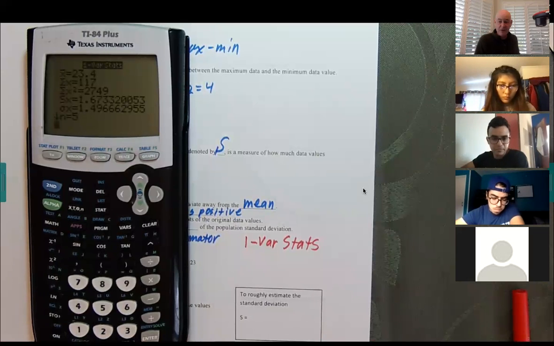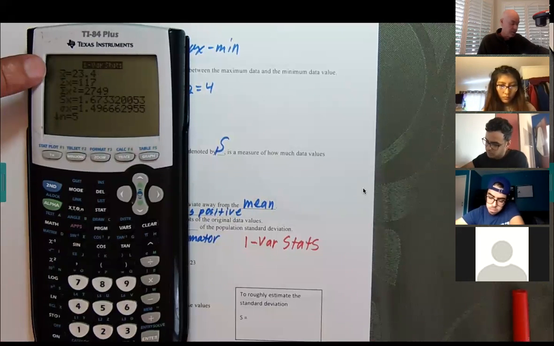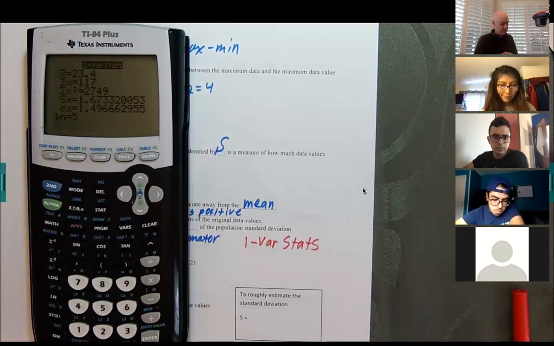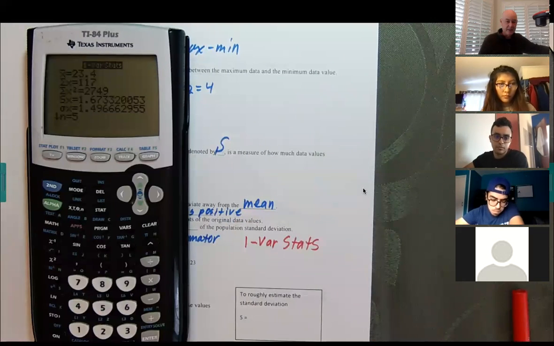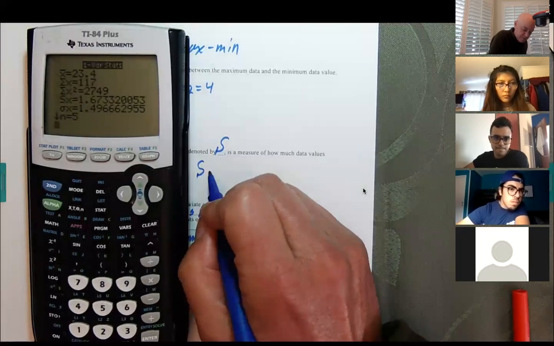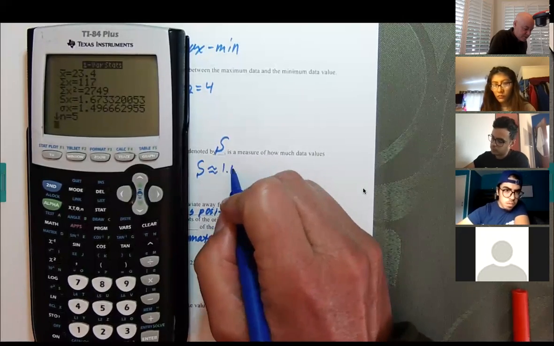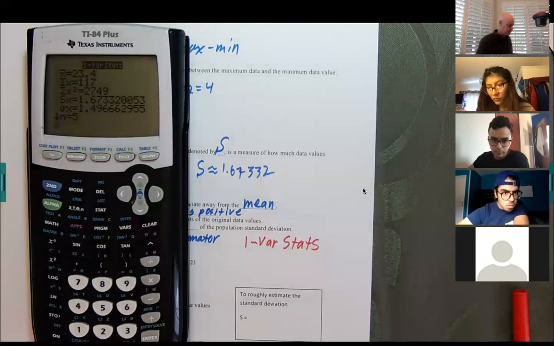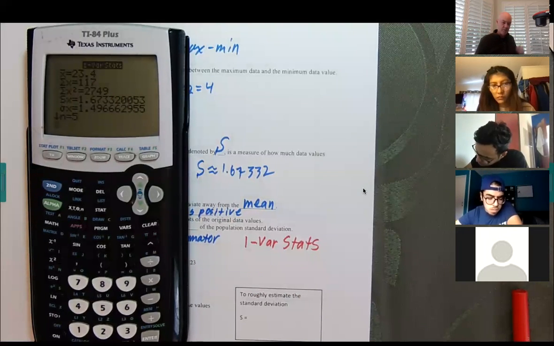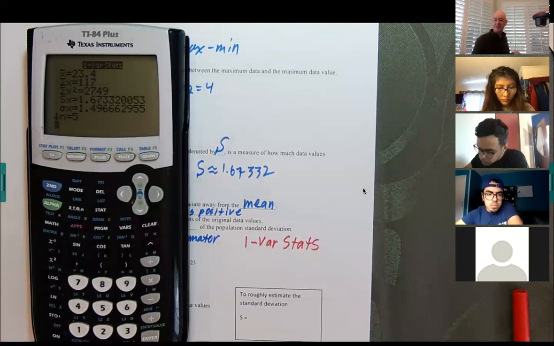Now, we found the mean to this earlier. There it is, x bar, 23.4. If you look back in your notes, it's the same, 23.4. But it does the standard deviation for you, and that is the s, 1.67332. Isn't that nice? It does everything for you.